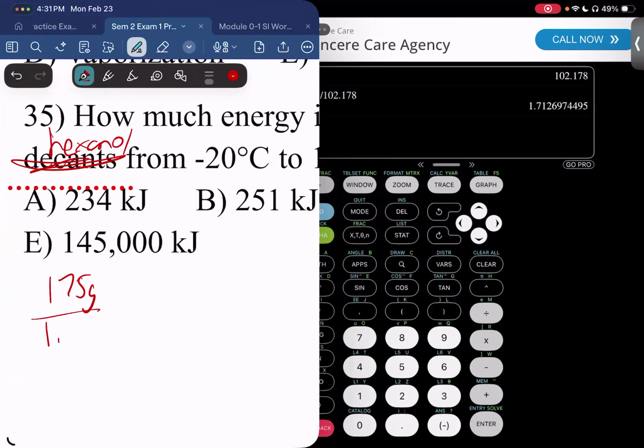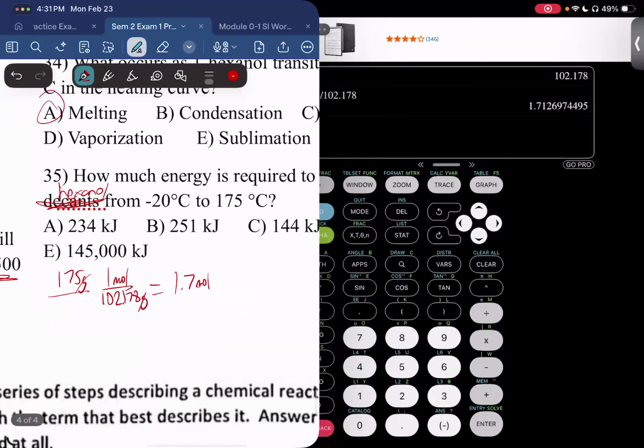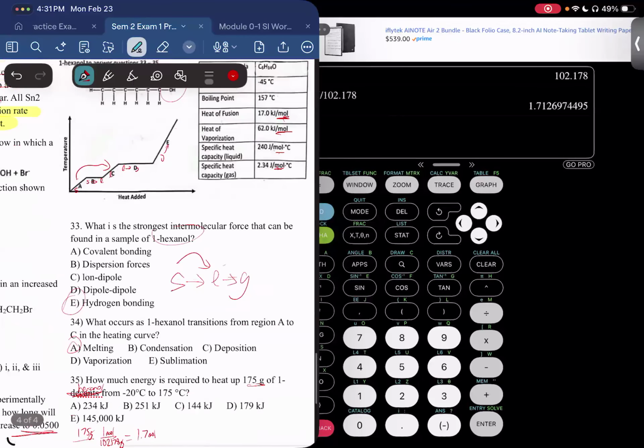So 102.178 grams per mole, or let's just do this, 1 mole over 102.178 grams. This cancels out, and we're given approximately 1.7 mole. And so now we can do all these things, right?